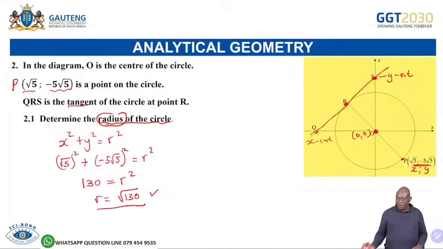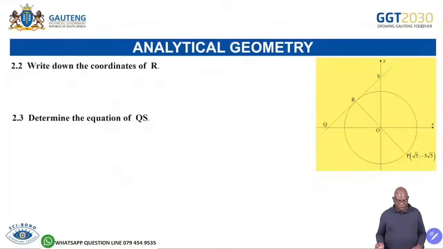Okay, right. The next question here says write down. If they say write down, you don't have to calculate anything. I can see that this point here is a mirror of this point, because that line passes through that. In other words, it passes through that. That's a mirror of that.